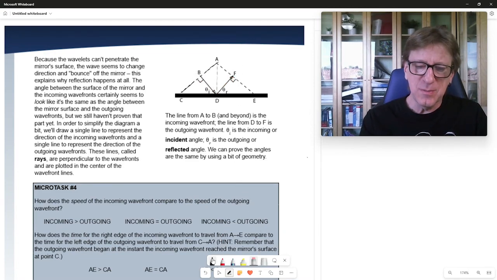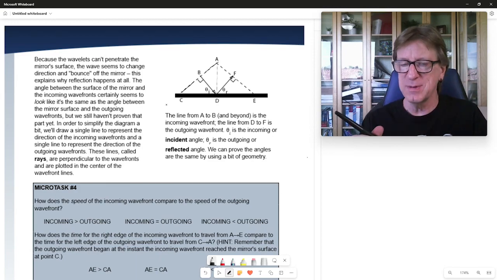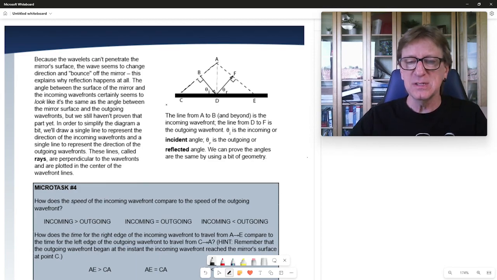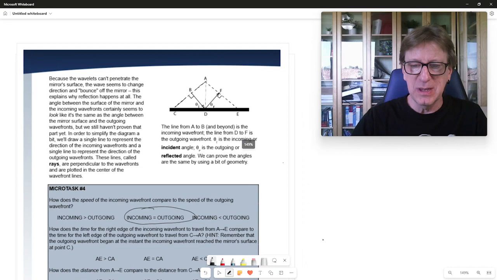Okay, so take a look at microtest 4 then. How does the speed of the incoming wave front, and that's this one coming from B down to D, so it's this wave front coming down this way, how does it compare to the speed of the outgoing wave front? Got to be the same, right? They're all moving at the speed of light. So those obviously all have to be the same. Let me zoom out so we can keep seeing our picture here.